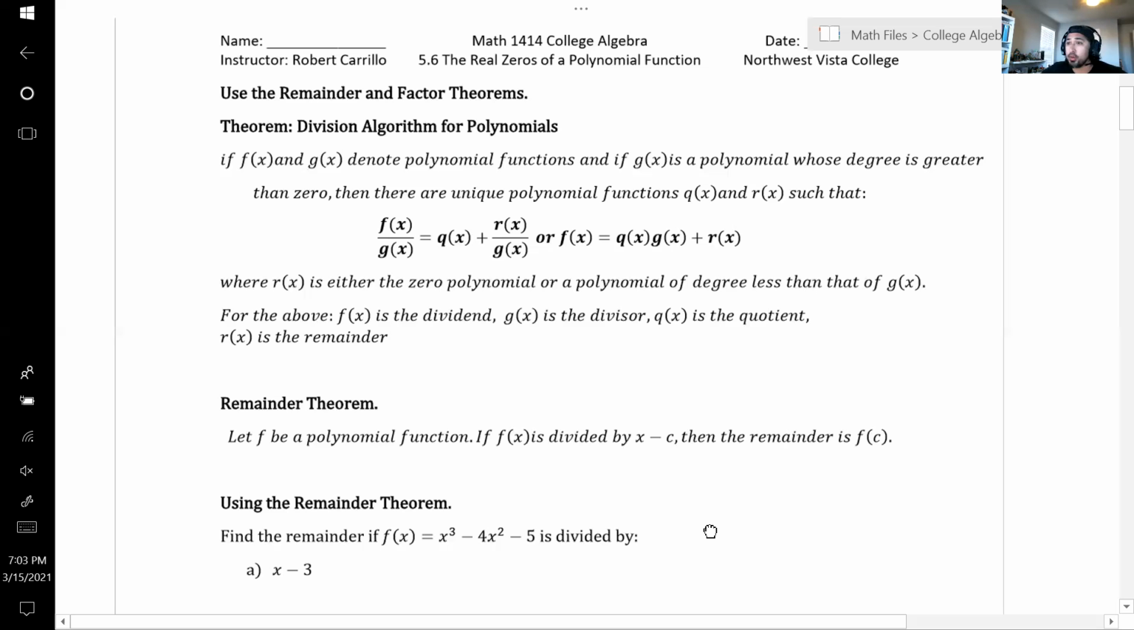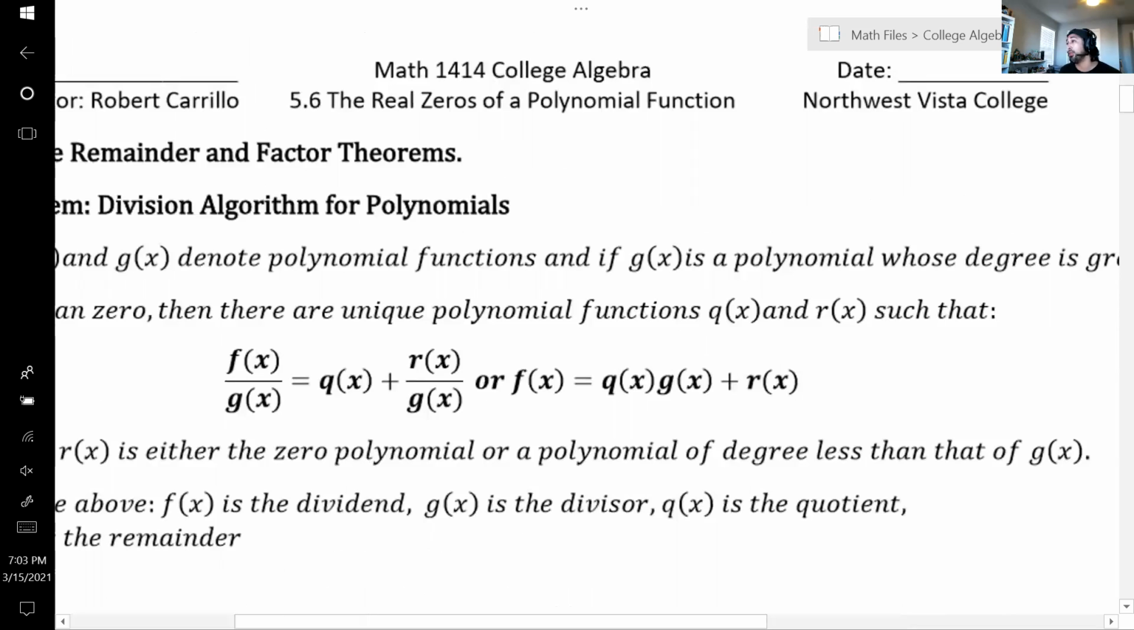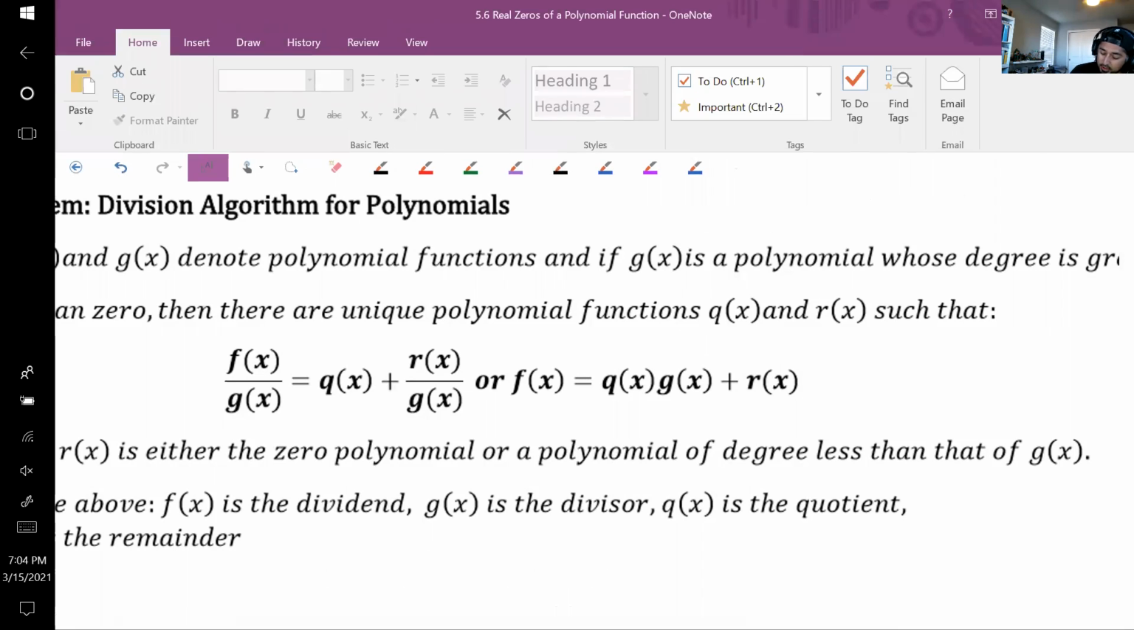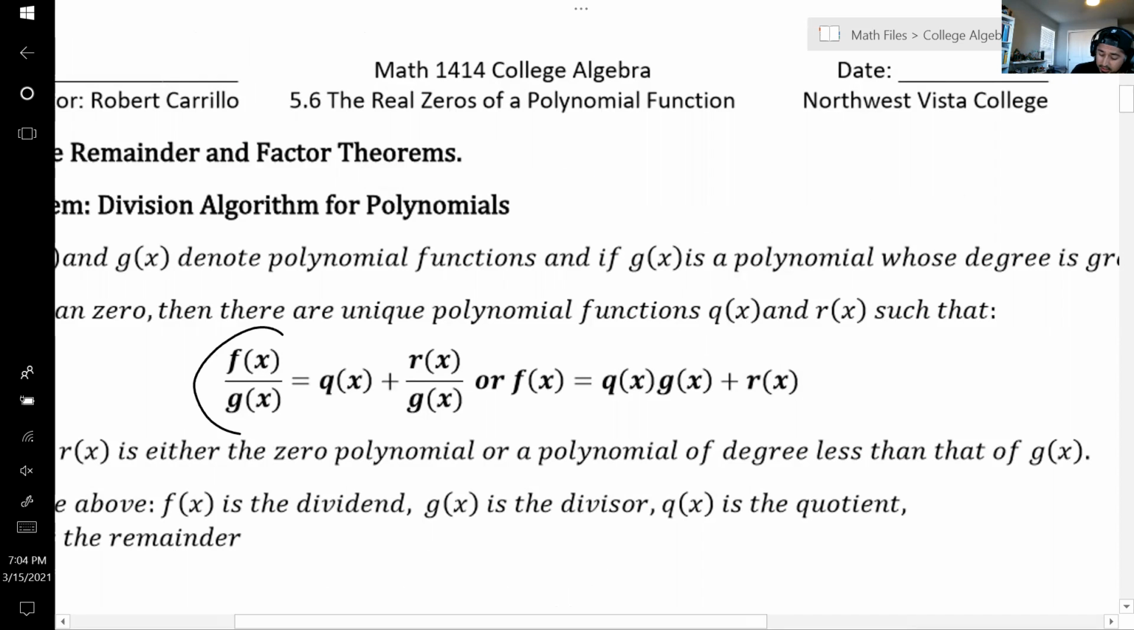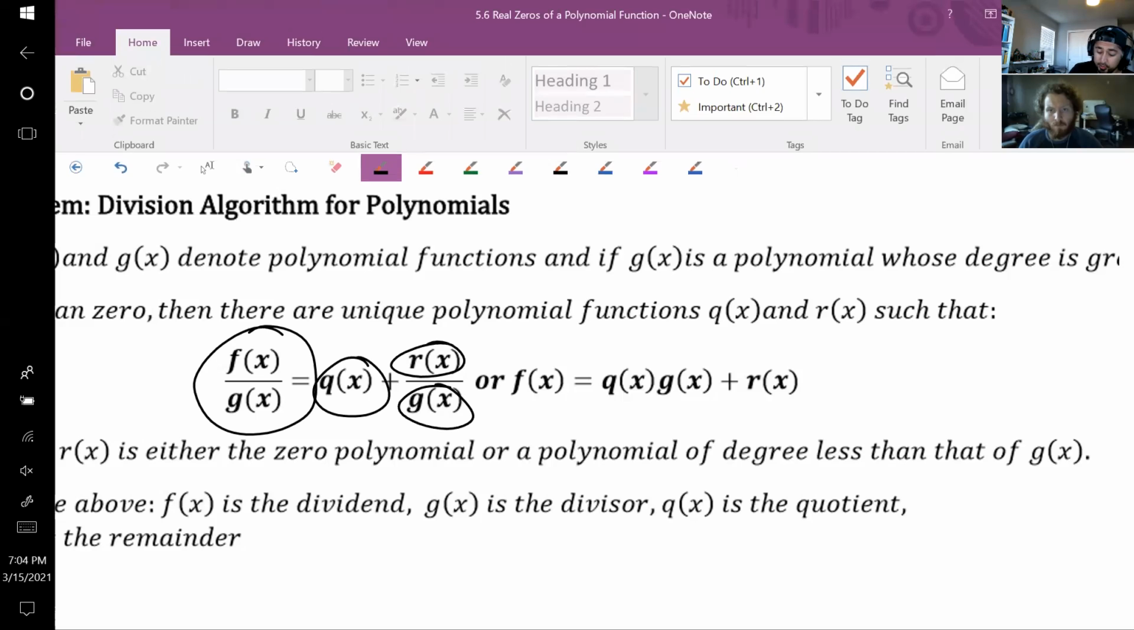First up is the division algorithm for polynomials. If f and g denote polynomial functions, and if g is a polynomial whose degree is greater than 0, then there are unique polynomial functions q and r such that, so what we're looking at here is just the division algorithm. Everything we've done so far with synthetic division and long division. When you have f of x divided by g of x, well, whenever you do any type of division, we always get a quotient, which is the q of x, plus a remainder, r of x, over a divisor, g of x. So this is just the normal division algorithm we're used to.